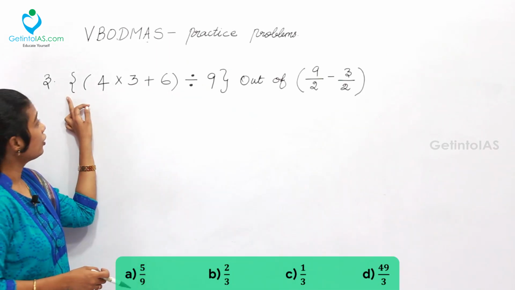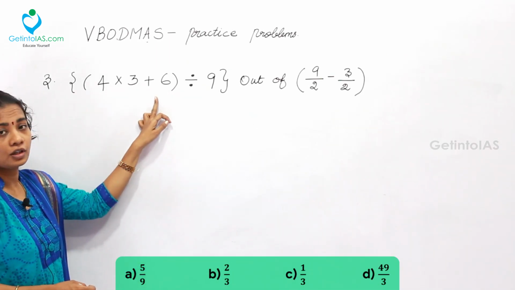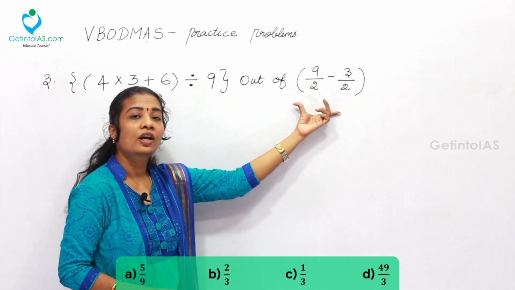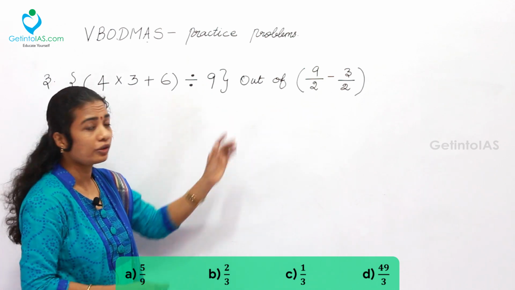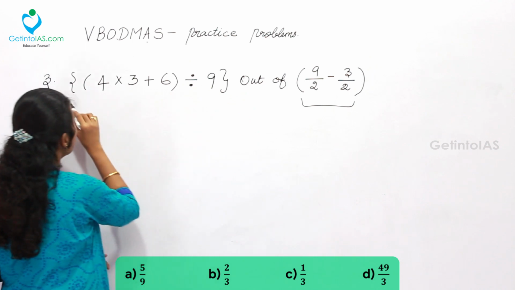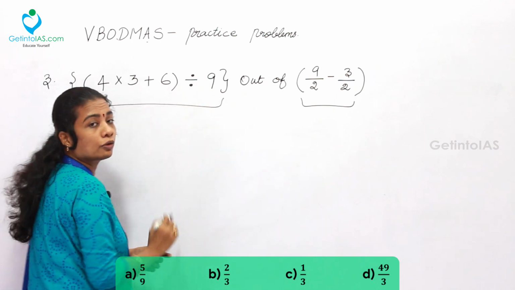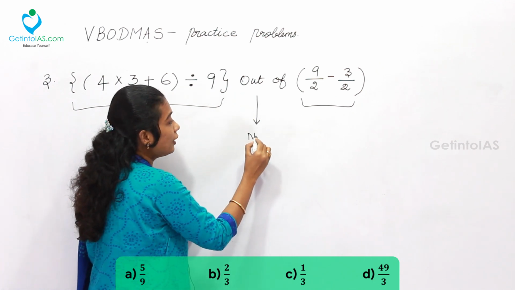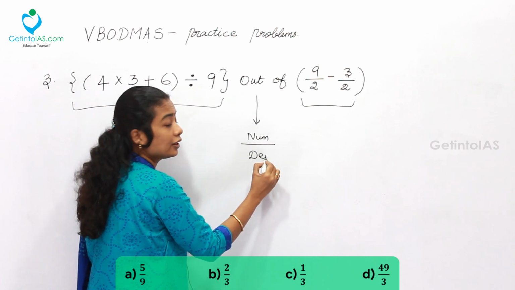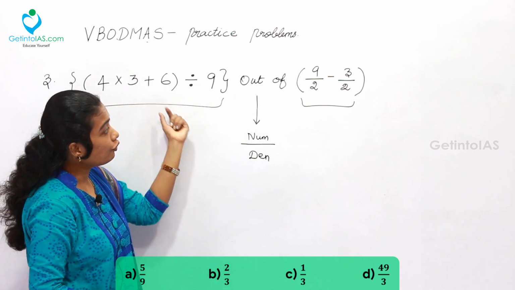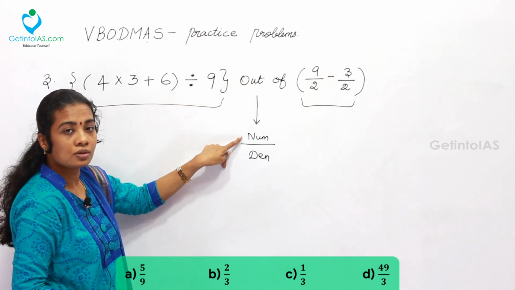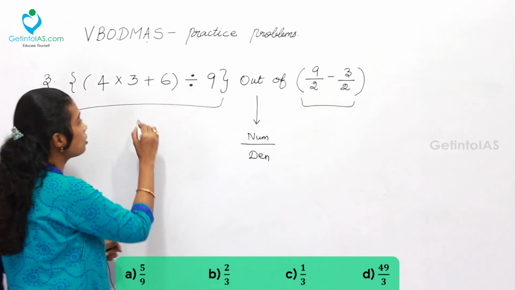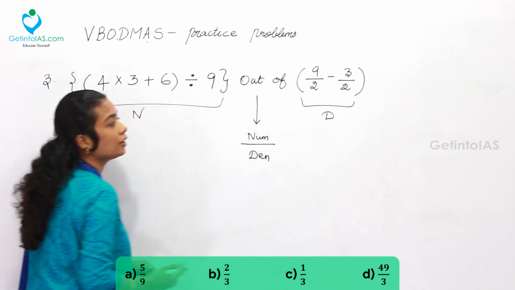The next question: under the curly braces, a small bracket is given, 4 into 3 plus 6 divided by 9, closing of the bracket, and then "out of" with one more value given. This problem can be classified into two parts, this is part 2 and this is part 1. What does the word "out of" mean? It is telling about numerator by denominator. The value preceding the "out of" keyword is the numerator, and the value after the "out of" is the denominator.